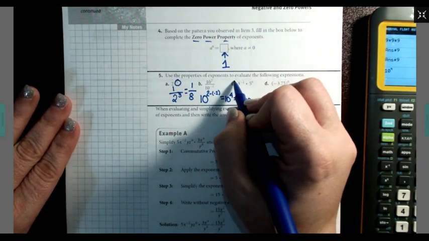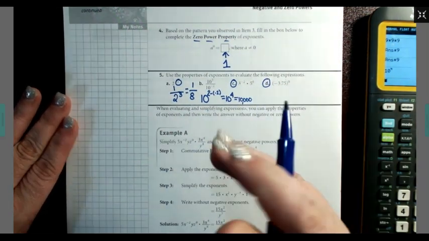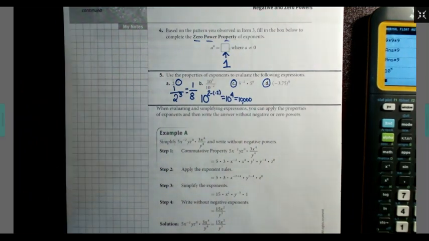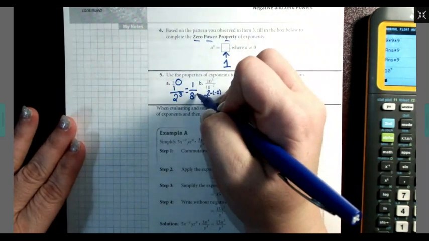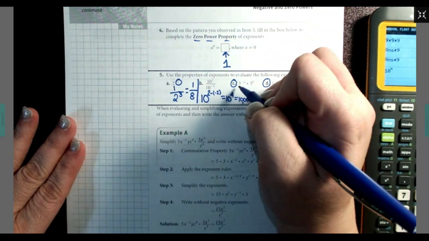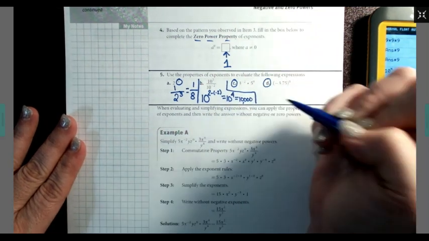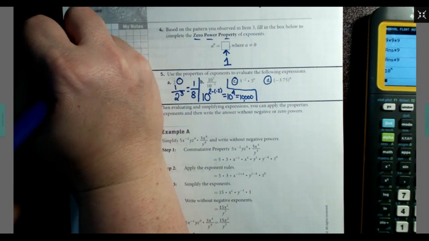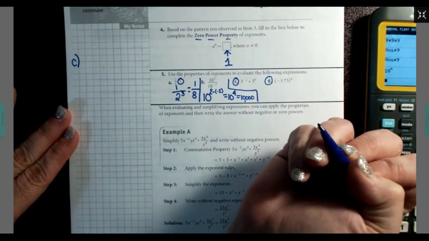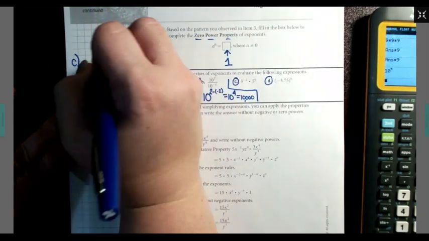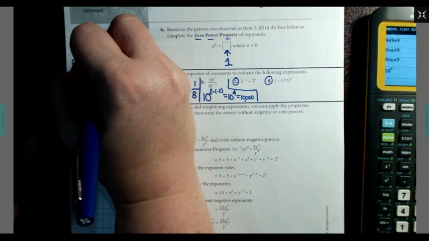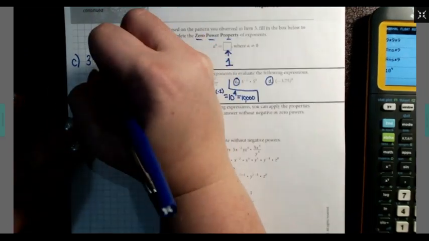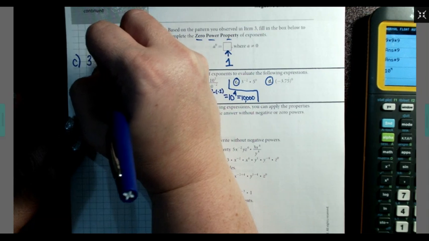Okay. I'm going to circle these because I'm going to actually do these off to the side so I have some space because this is starting to get a little messy. Sorry. Didn't kind of think that through. So we're going to start over here, C. This is 3 to the negative 2 times 5 to the 0.